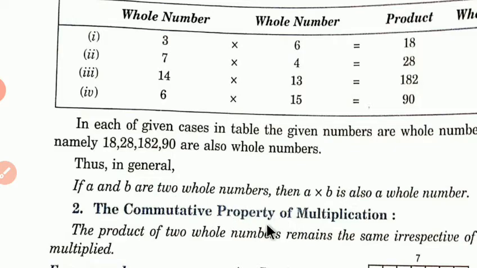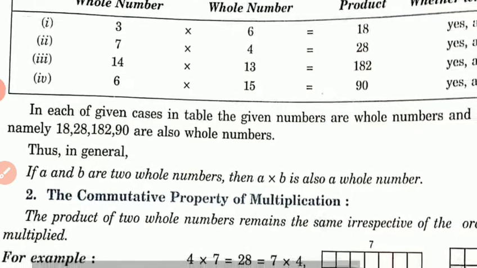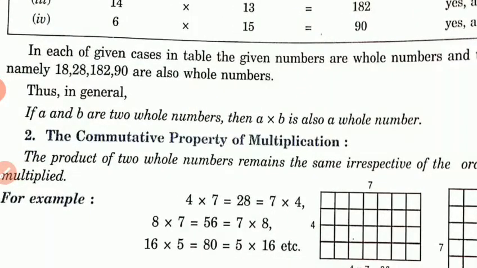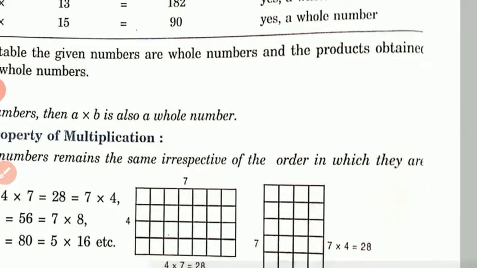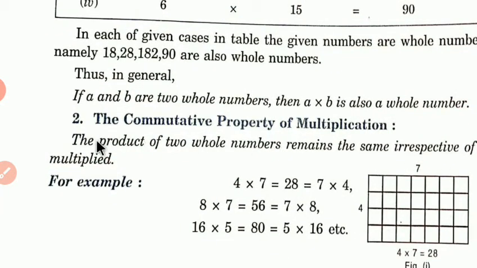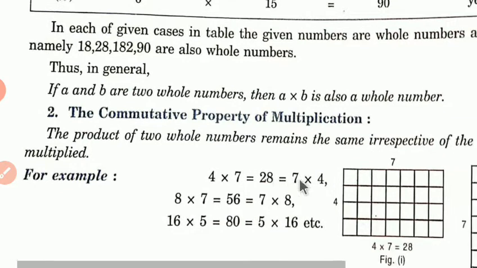Second property, the commutative property of multiplication. We know that the commutative property of addition is A plus B is equal to B plus A. But for multiplication it will be A into B is equal to B into A. Or the product of two whole numbers remains the same irrespective of the order in which they are multiplied. Let's see one example. 4 into 7, if you multiply we get 28, or you multiply 7 into 4. If you interchange the places of 4 and 7, or change the order of the numbers, the answer will be equal only.